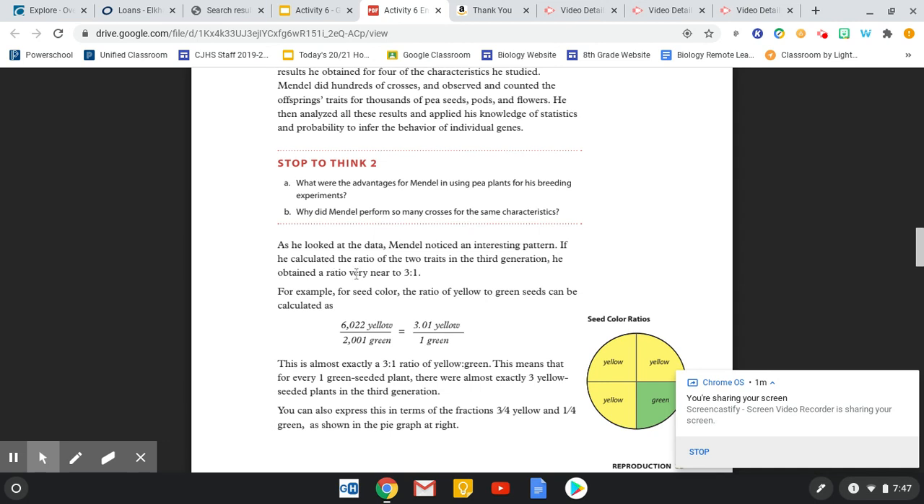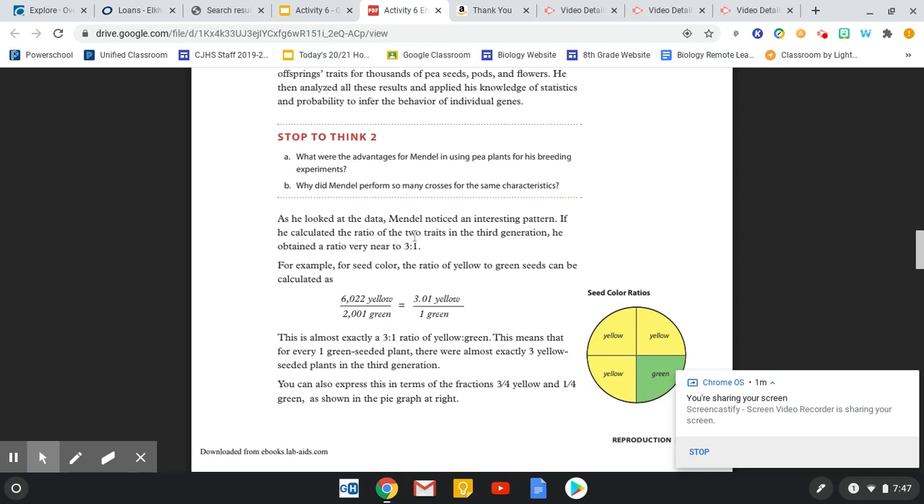He obtained a ratio very near to 3-1. Again, 3-1. This is a ratio. It's kind of like a pattern, or it's kind of like a fraction. For every 3, there's 1. For every 3 slices of pizza that are mushroom, there's 1 pepperoni slice. Okay, that's what a ratio is saying. In this case, for every 3 wrinkled, there might be 1 smooth.